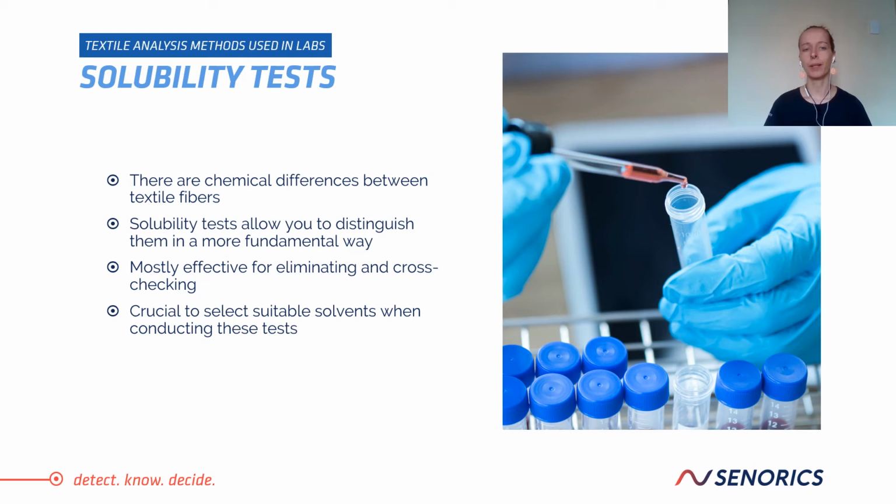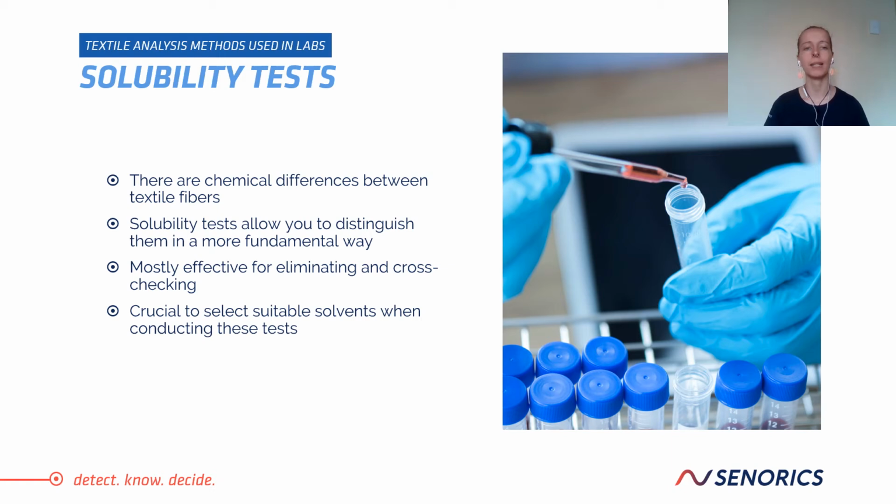Let's move on to solubility tests. So there are chemical differences that exist between textile fibers. Solubility tests allow you to distinguish them in a more fundamental way than you would be able to with burning tests. Testing by a solvent is mostly effective when it is used as a technique for eliminating or cross-checking. It is crucial to select suitable solvents when conducting these tests, as the identification of the fiber is based on their solubility in different chemical solutions. So there is no solution that can be used for every fiber.